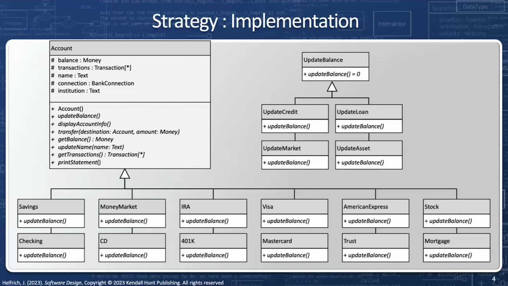Now, how is the update balance going to be related to account? What I'm going to do is make a new variable called update type, which will be an instance of update balance, which means account is going to have exactly one update balance by composition. This is the strategy method.